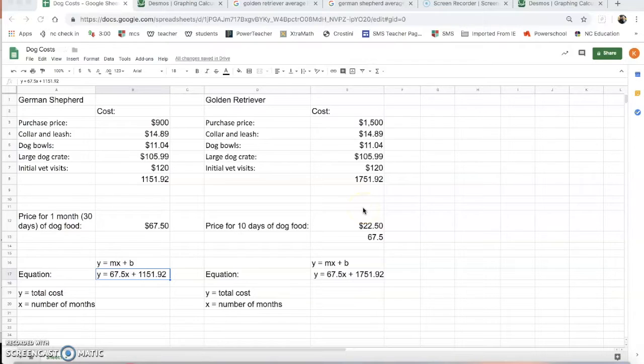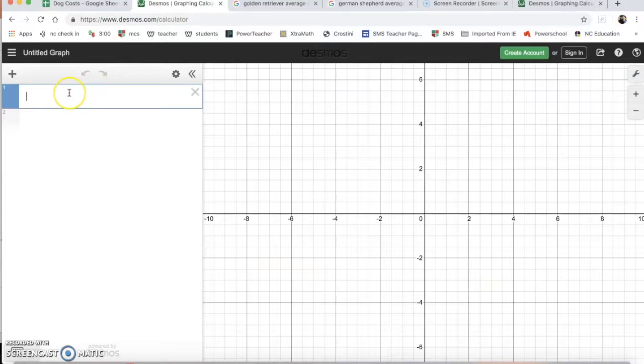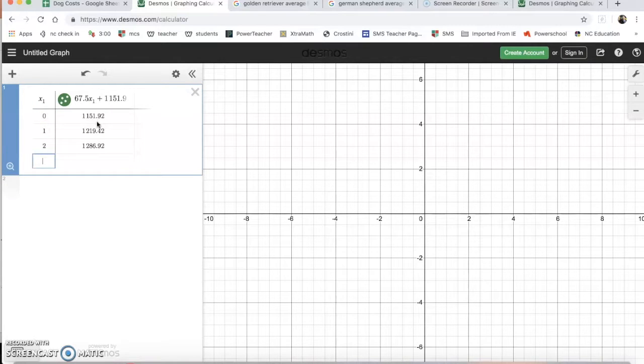It is time to create tables using these equations. What I'm going to do is pull the expression for the German Shepherd, and place that into Desmos. So I'll create a table, and then where it says y1, I'm going to go ahead and paste that expression. If this is labeled as x subscript 1, I need to put a subscript of 1 in here, and then I'm going to fill in month 0 all the way to 12.